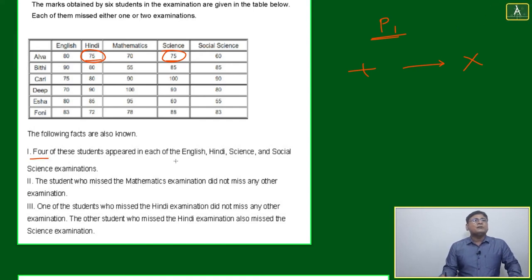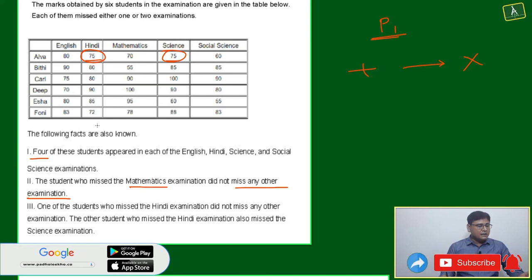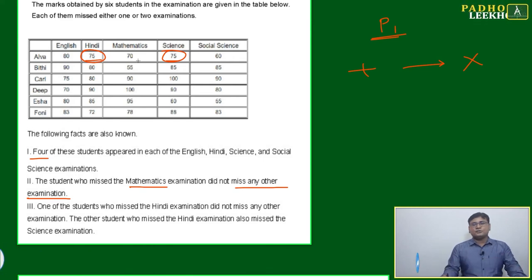4 of these students appeared in each of the English, Hindi, Science and Social Science examinations. The student who missed the mathematics examination did not miss any other examination. So only one student missed mathematics, and that student did not miss any other exam. What will we do? We just look at mathematics. Here it is mathematics. If you look at 70, it is not possible. The first is not possible, then this can be possible. Why? 100 plus 80, 180 by 2, 90. It is coming as the average. We got the answer.